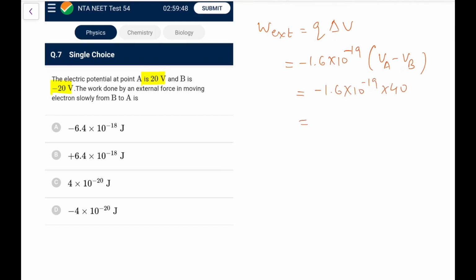So the answer would be negative. 40 into 1.6, that is 64, I know, that is minus 6.4 into 10 to the power minus 18 joule. So we have both the options, so you have to be careful, it should be negative.